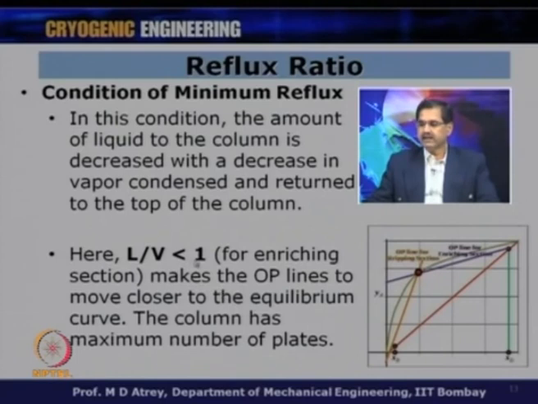So, L by V less than 1 makes the operating lines move closer to the equilibrium curve, and the column has the maximum number of plates in this case. In the extreme condition, these two operating lines are going to intersect on the equilibrium curve, and the number of plates is going to be maximum, because the gap between the equilibrium curve and the operating line is very small.